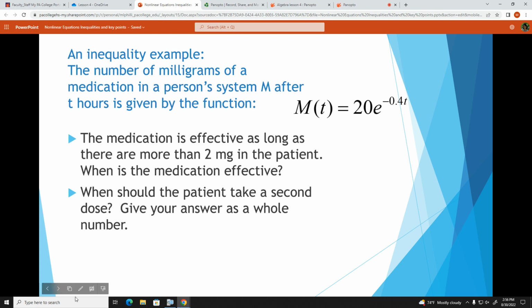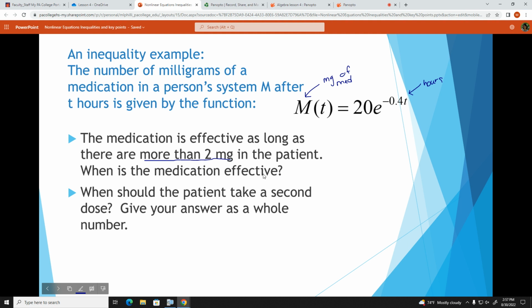So T, we know, is hours. And this M is milligrams of med. So, reading the first bullet point, the medication is effective as long as there are more than 2 milligrams. So I'm underlining more than 2 milligrams because that's the idea of an inequality. An inequality is that greater than, less than, greater than or equal to, less than or equal to. So more than 2. When is the medication effective?